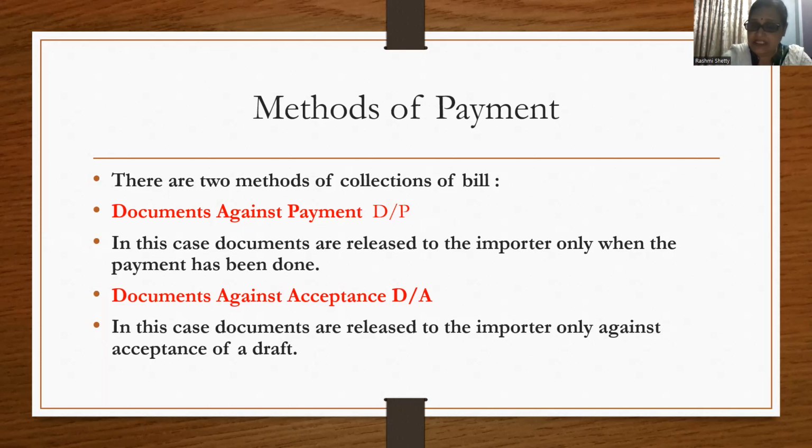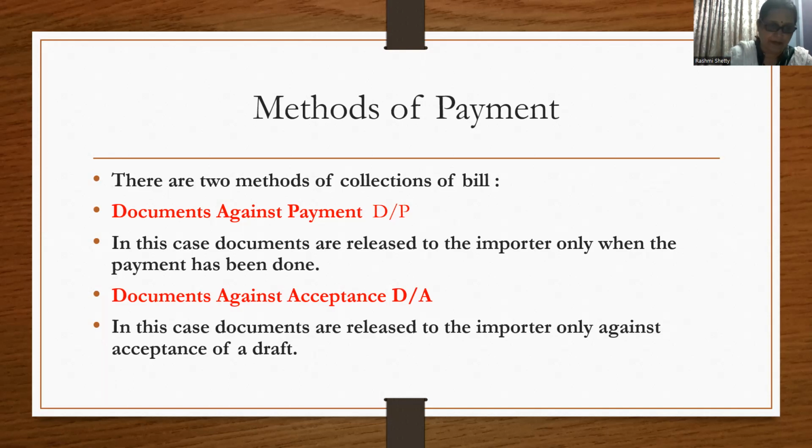Now another way is documents against acceptance. What is this exactly? In this case, documents are released to the importer only against acceptance of a draft. What does it mean? As soon as the documents reach the importer's bank, the bank will call the importer saying that the documents have come. The importer will go there. He need not make the payment. He just says, accepted, I'll make the payment as per the conditions. That's all. Afterwards, a bill of exchange may be drawn for 1 or 2 months, and he will make the payment later. So DP is always a favorite of the exporter. DA is always a favorite of the importer.